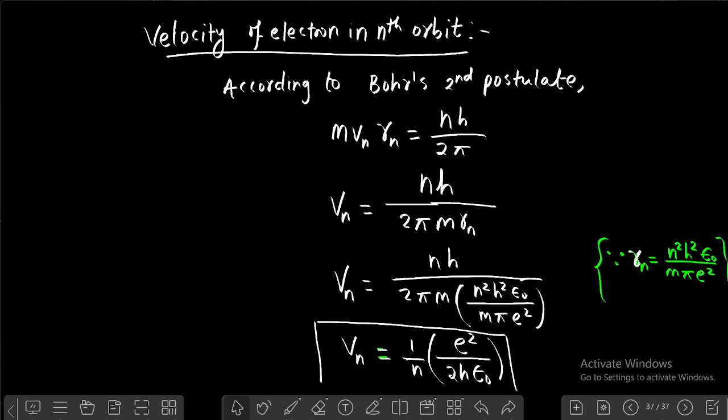Understood how we are finding velocity and radius? So, take the second postulate and velocity will come out. That's it. Rn will be substituted, and velocity will come in terms of n. Okay. Shall I go next?